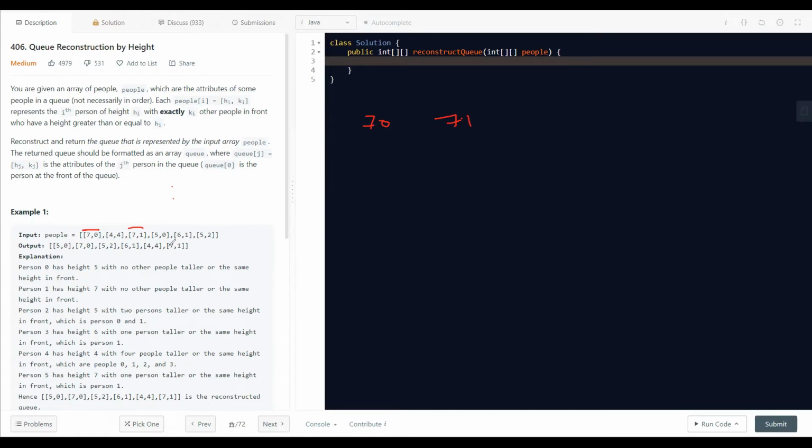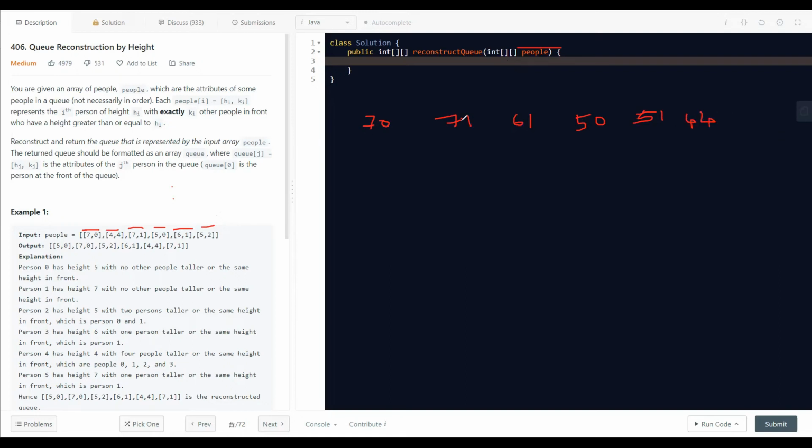The next group of sorting: we need to find the second tallest group, which is 6 1. Then the third tallest group, that is 5 0 and 5 2. Why we are exactly doing this, I'll show you in a moment. And the fourth tallest group we have over here is 4 4. So that's the question we have over here.